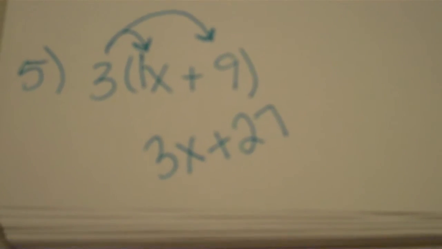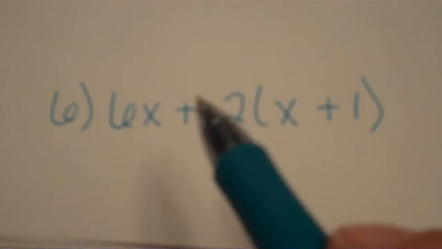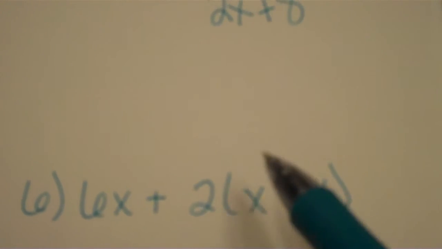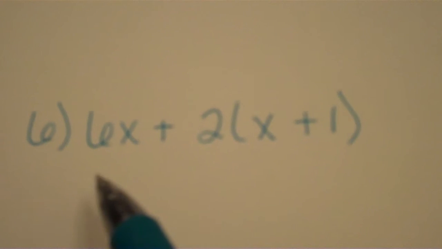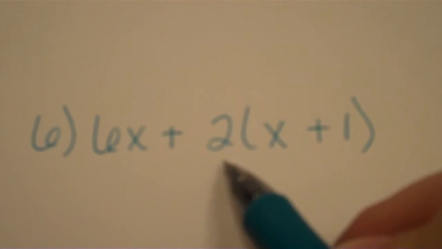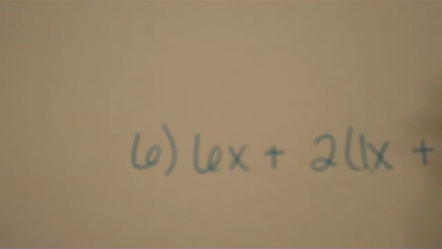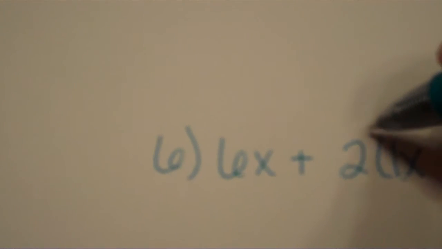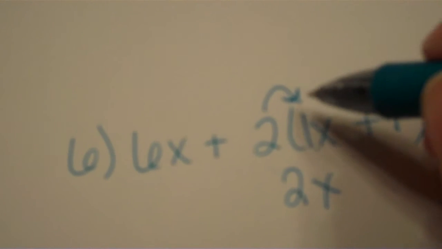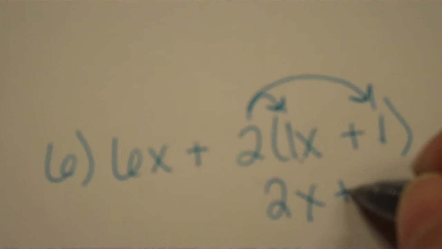And that's the answer. This last example you're not going to see today in class, but I want to show you what it is. 6x plus 2 parentheses x plus 1. So this is what we just learned. This we haven't seen yet. I'm going to show you how to do it. Remember, to distribute, you take the number that's just outside and you multiply it in. If there is no number, the number's 1. 2 times 1 is 2x. And then draw your arrow, sorry. 2 times 1 is a positive 2.